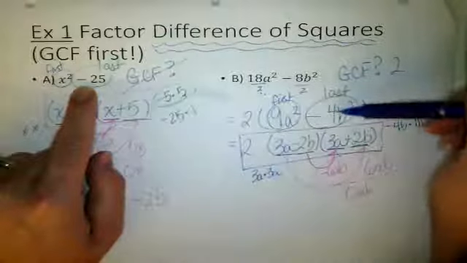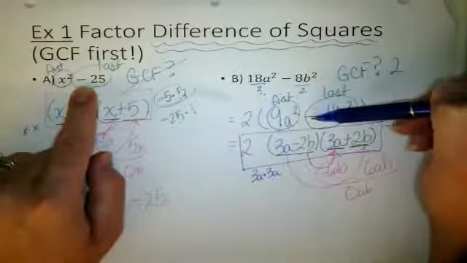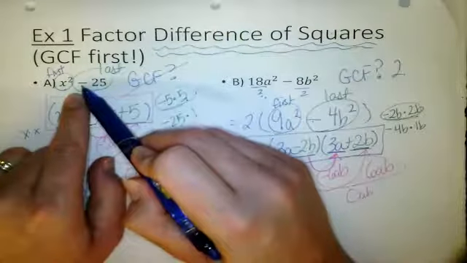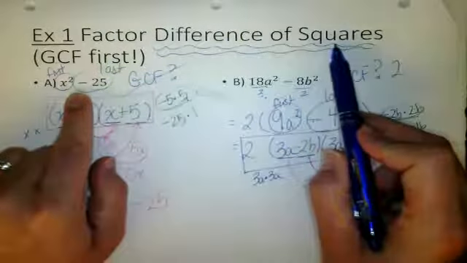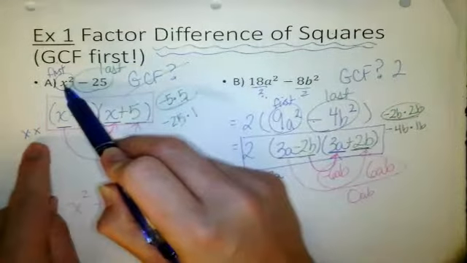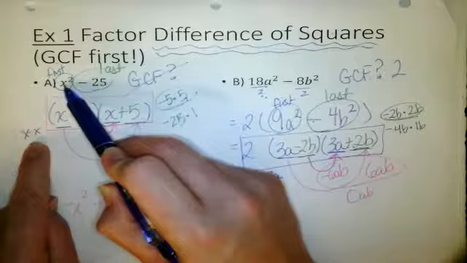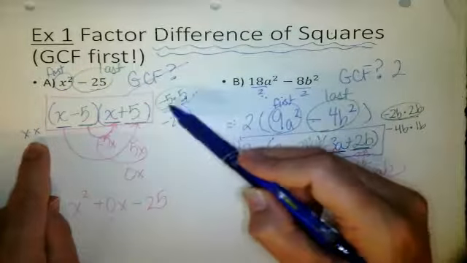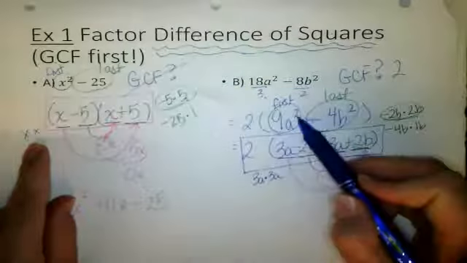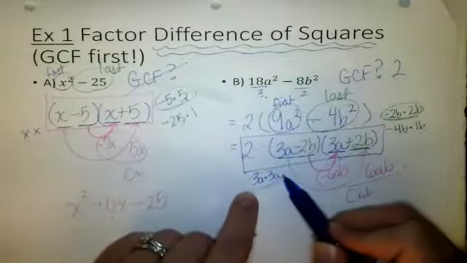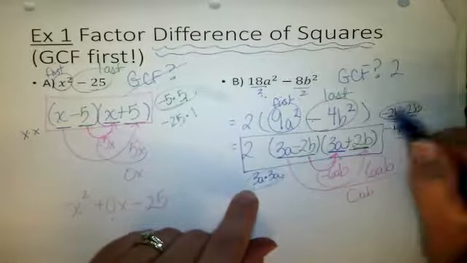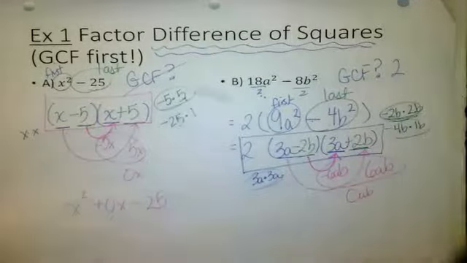9a squared minus 4b squared is called difference of squares. And the reason is because, first of all, the difference refers to subtraction, okay? And squares refers to perfect square numbers. So x times x, that's repeated itself. That's a perfect square number. 25 is 5 times 5. That is a perfect square number, okay? 9a squared is 3a times 3a. That's another perfect square. And 4b squared, 2b times 2b, is another perfect square number.